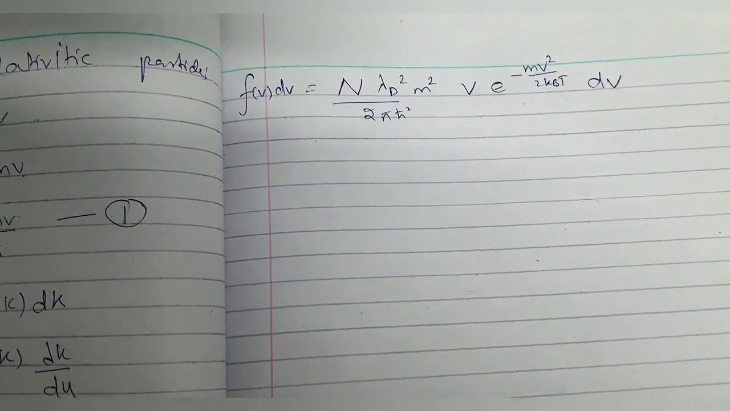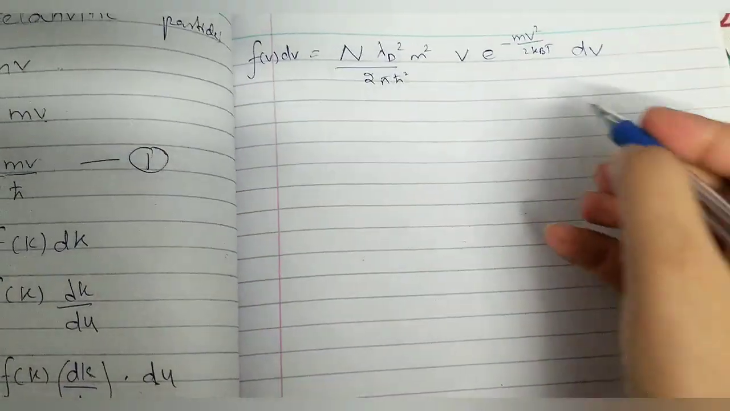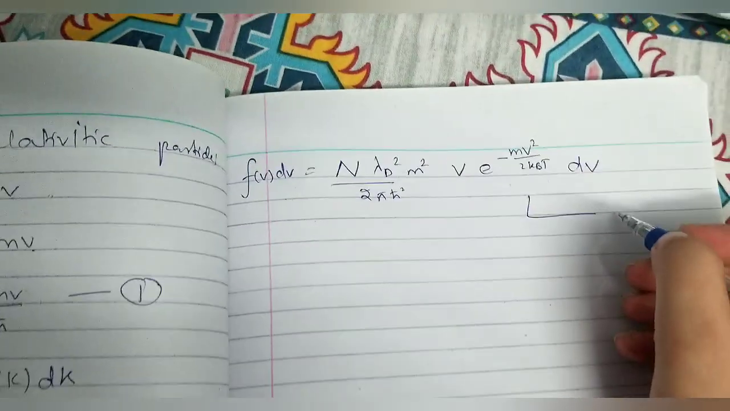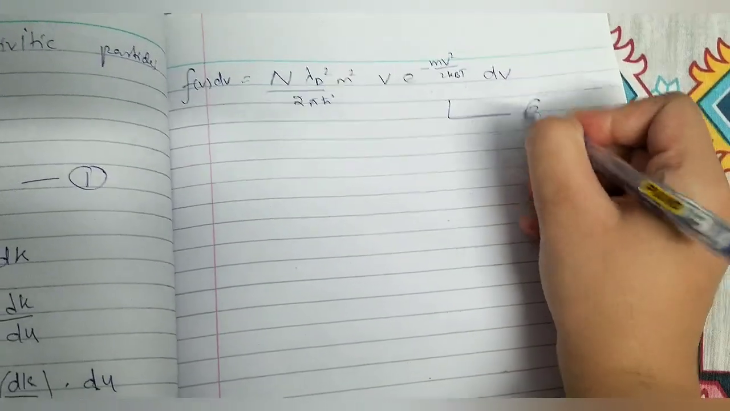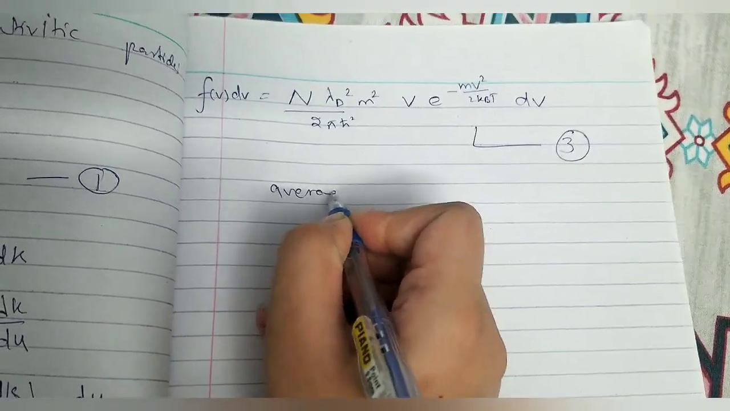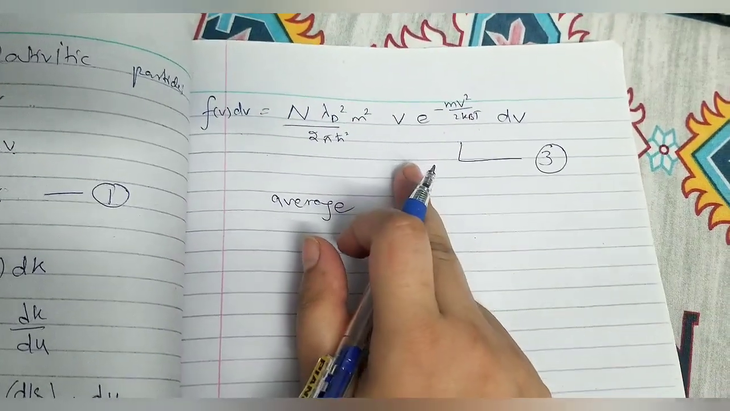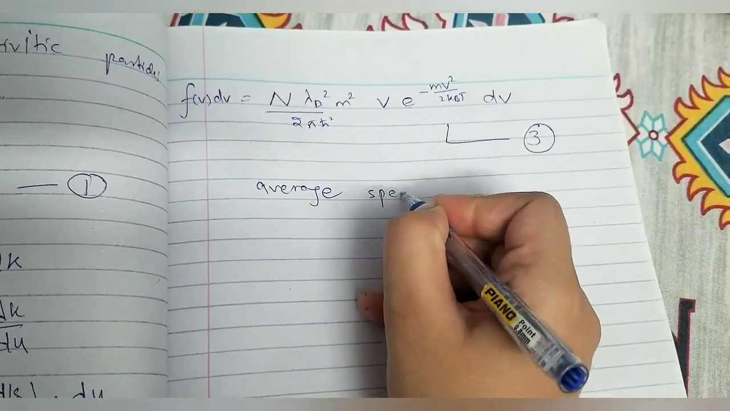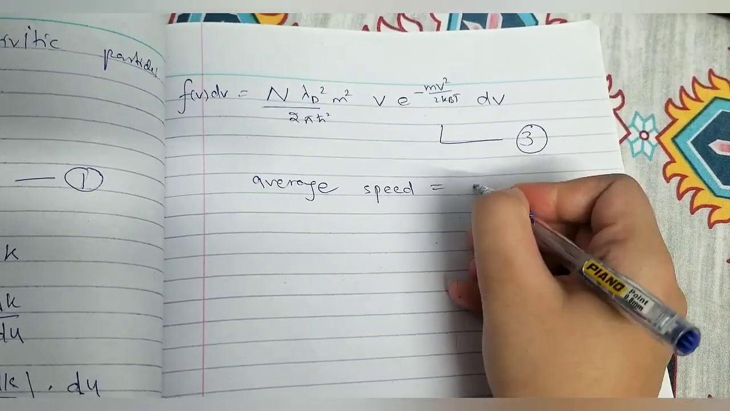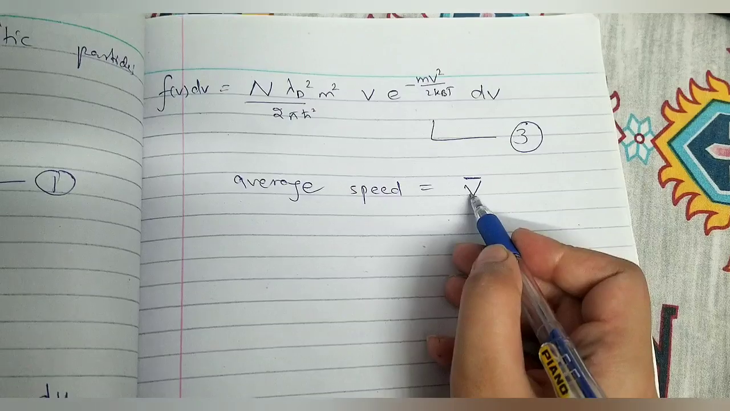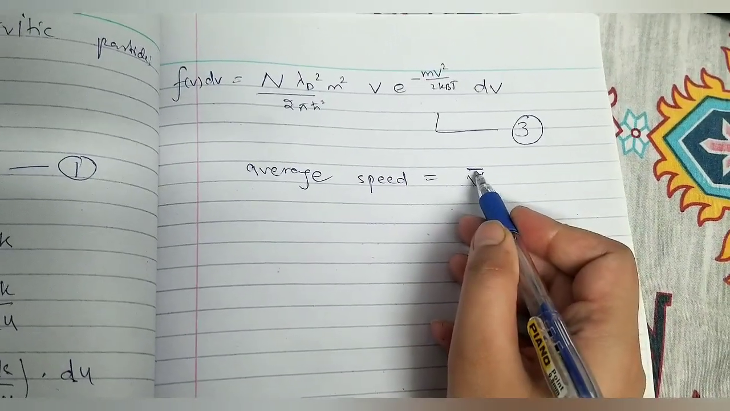This is the Maxwell-Boltzmann distribution function in speed form. Now this function will be used to derive the average speed, because we wanted to express it in terms of speed. This is one part of the answer, and the other thing we needed to calculate was the average speed. Let us denote it by small v with a bar on it.